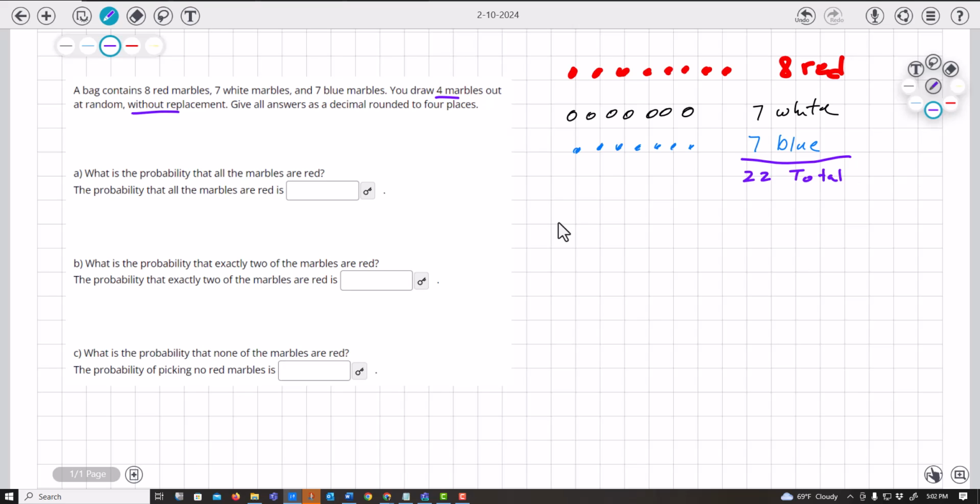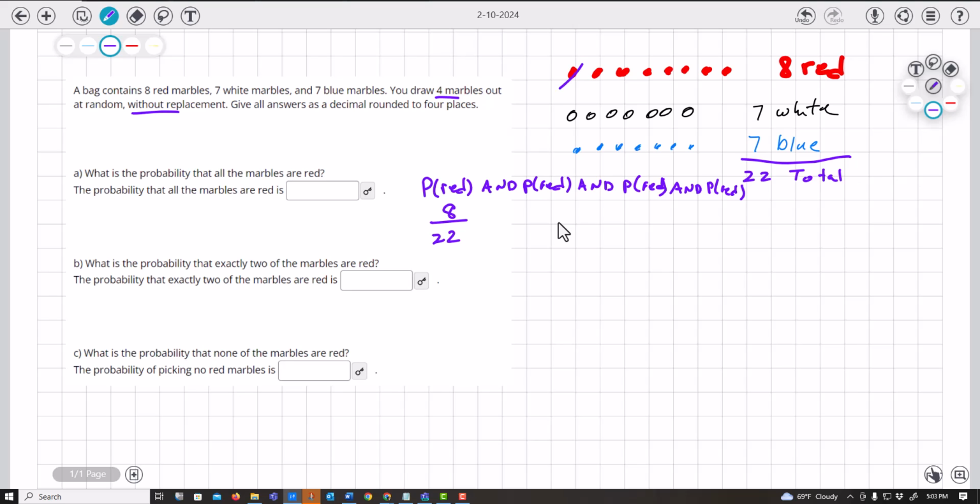Well, that means that the first one's red, and the second one's red, and the third one's red, and the fourth one's red. Remember, and in probabilities means to multiply. So the probability the first one would be red, well, there's 8 red out of 22 total.